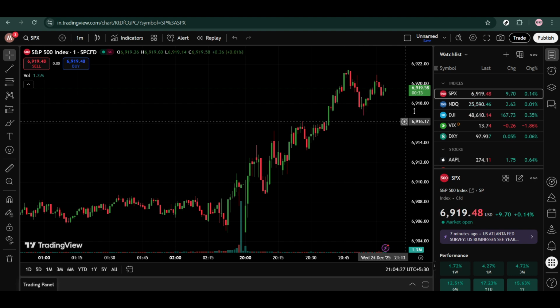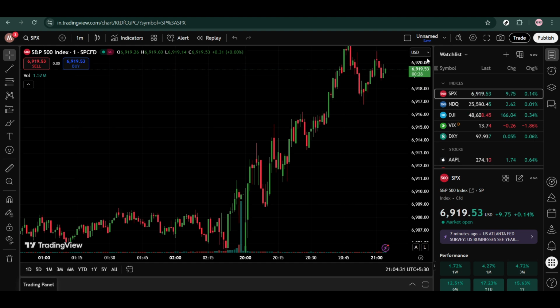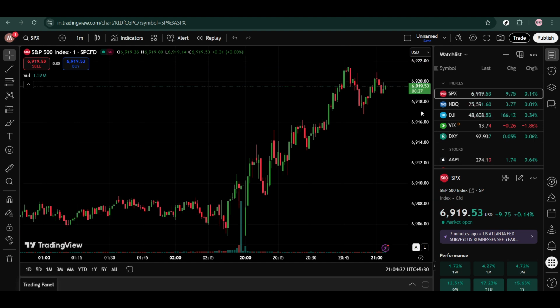A couple of helpful tips as you work. Make sure your cursor is actually on the price scale before you drag, or it won't adjust the vertical scale. If you use logarithmic scaling for long-term charts, you can still drag the price axis the same way. The visual effect remains consistent, just proportional to log movement.